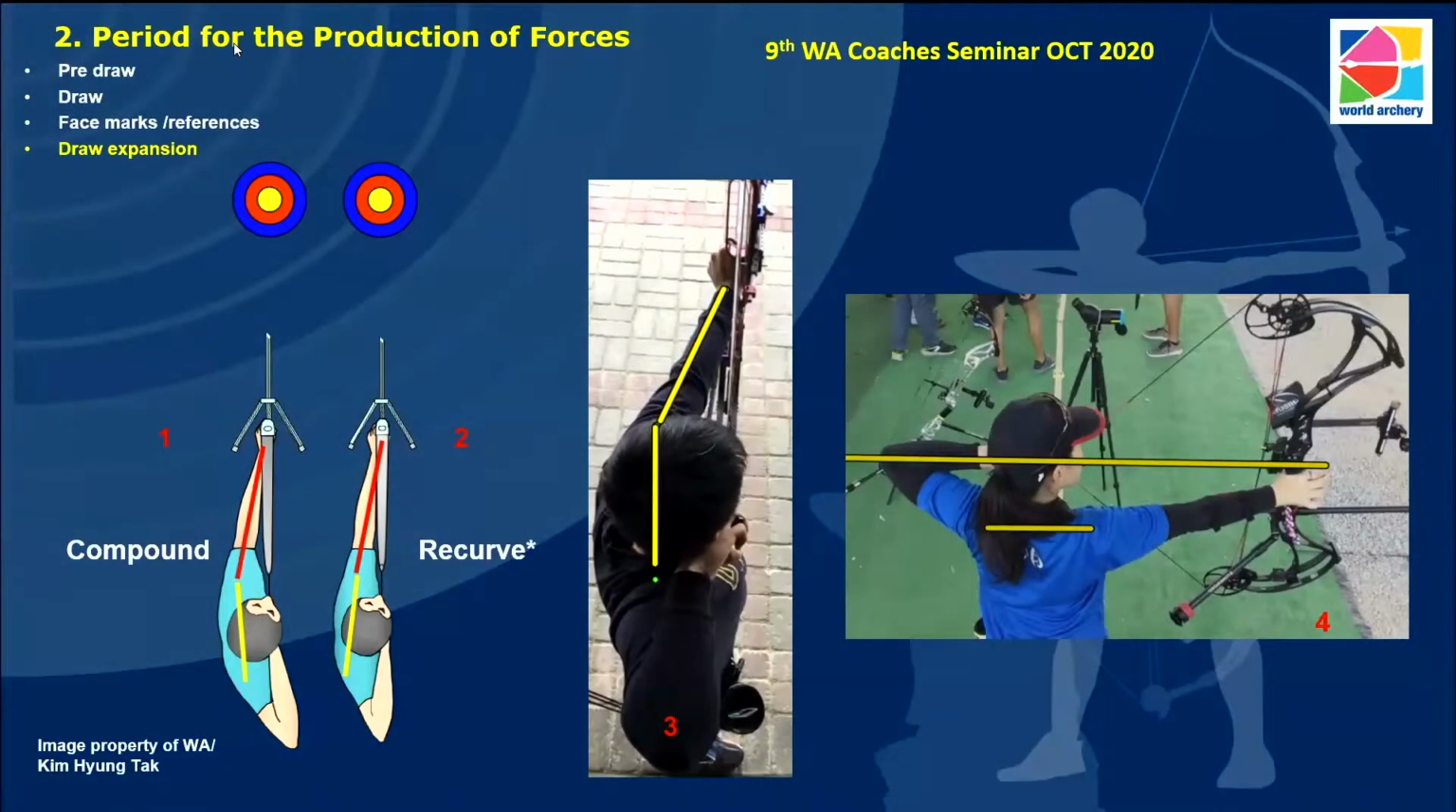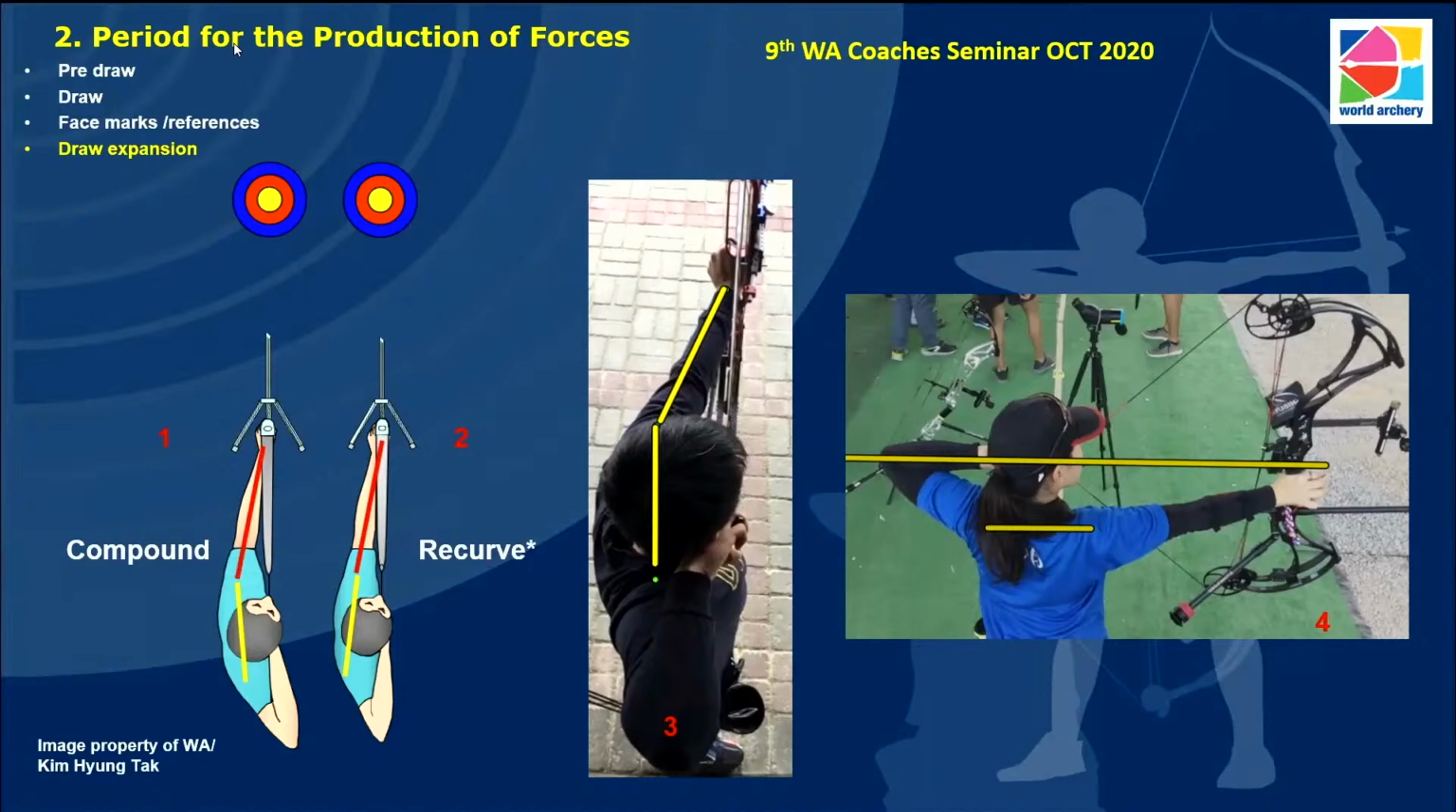So, continuing on with the period of the production of forces, we're now at full draw with the compound archer. We've looked at the anchor position, we've looked at how they've held the release, we've looked at how to set a draw length on one of these archers. I'm not going to actually talk about the draw expansion, which is one of the steps that we're up to now, and we'll cover that in the next couple of slides. I want to talk more about the alignment of a compound archer versus a recurve archer.